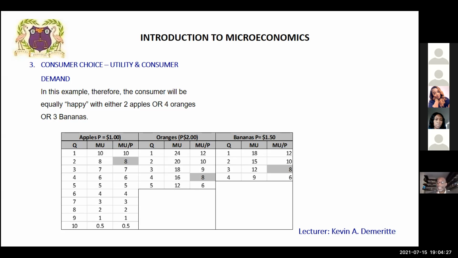So when we're trying to understand how a consumer is going to decide to choose one way or the other, we now know that this particular customer is equally happy with 2 apples, 4 oranges, or 3 bananas. So that's going to give us some indication in terms of how much of each of these items we're willing to stock, knowing the customer's specific preference.